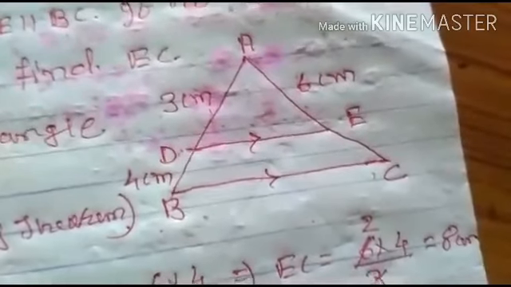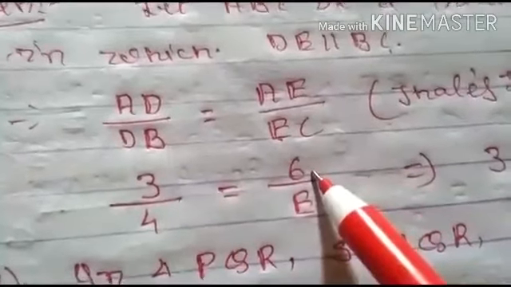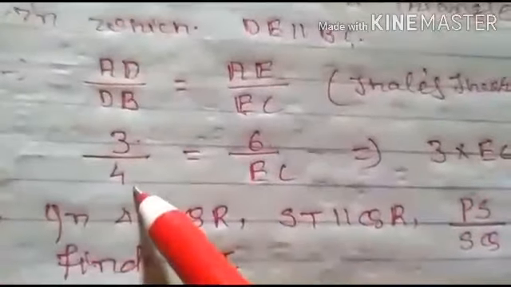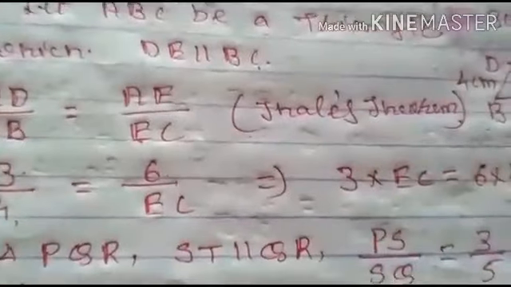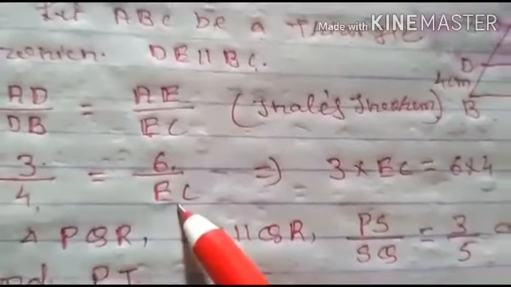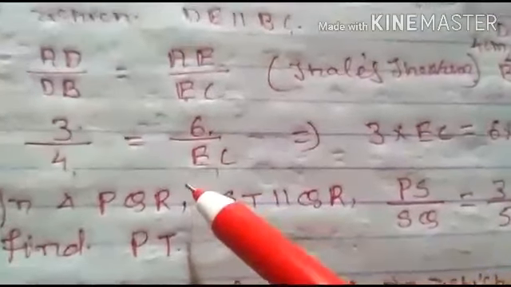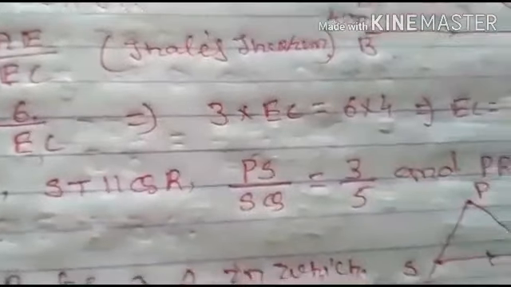So using the Thales theorem or basic proportionality theorem, here we can have AD by DB equals AE by EC. Here the measurement of AD is 3 centimeter, so substitute 3 for AD, and DB is 4 centimeter, so substitute 4 for DB, and AE was given as 6 centimeter, so substitute 6, and EC was to be found, so leave it as it is. That is EC. Thereafter, you need to do cross multiplication.